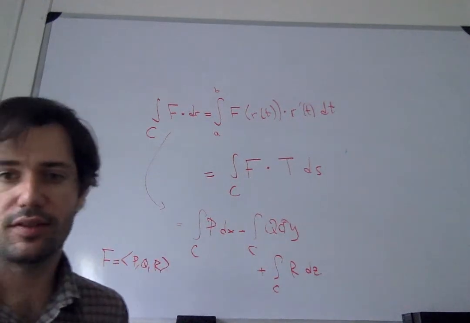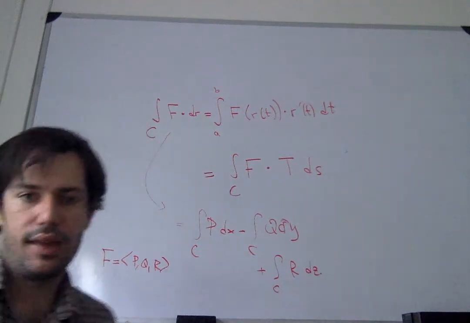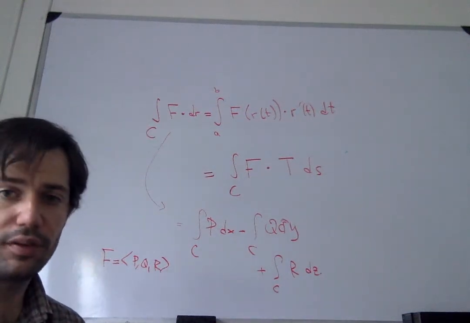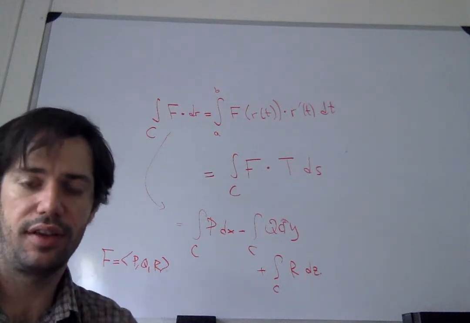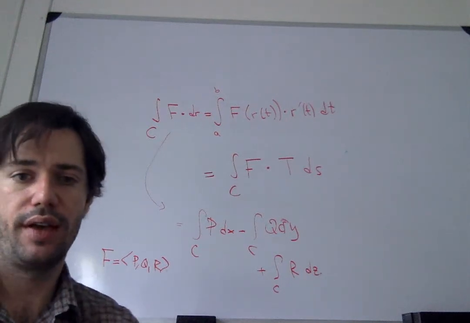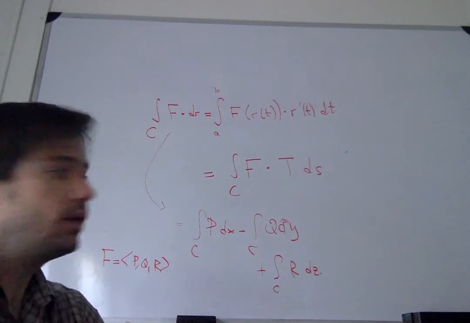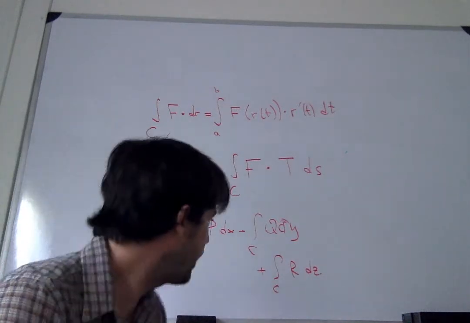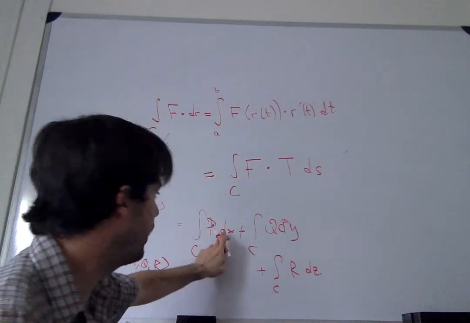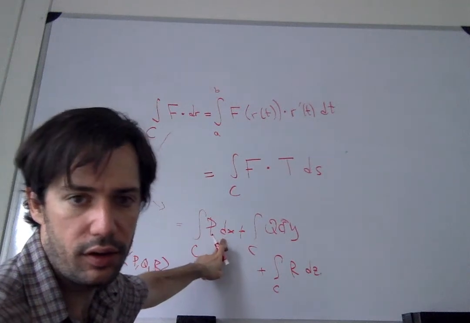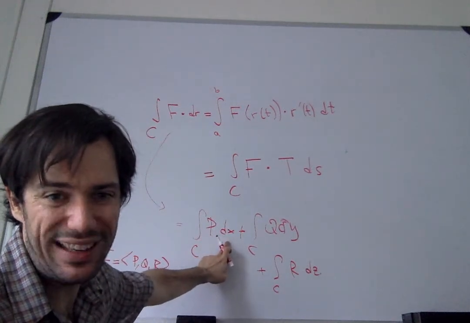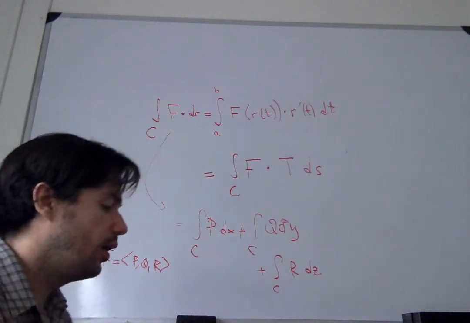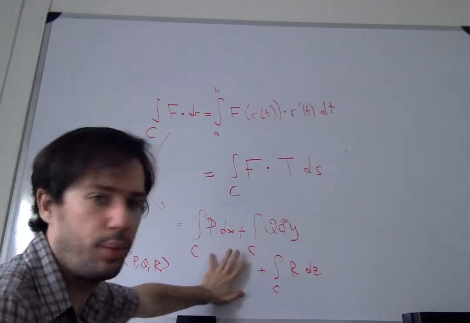Okay, so F has components. It has the first component, which is P, your x component. It has a second component, which is Q, and a final component, which is R. Now, each of these we know how to compute, right? I know how to compute the integral of P over C with respect only to x, right? So you might say, what's the point? What's the point of doing this?